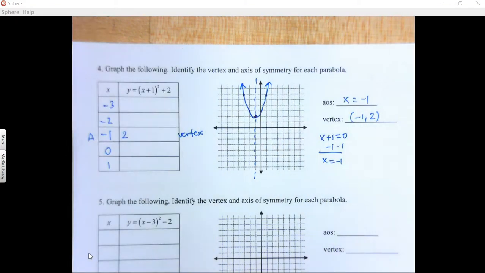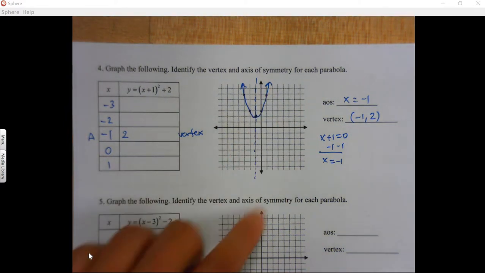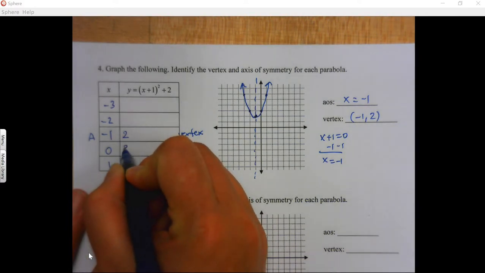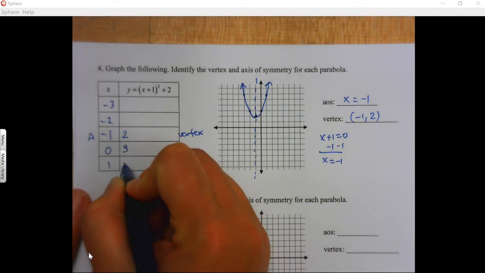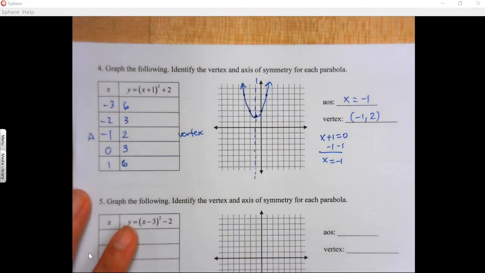Again, if you substitute in negative 3, negative 2, 0, and 1, you will come up with these same points that I have plotted here. So when we substitute in 0, it should come out as a 3. This one should come out as a 6. And we get the mirror image on the other side of that.